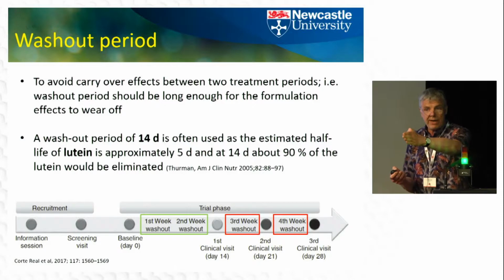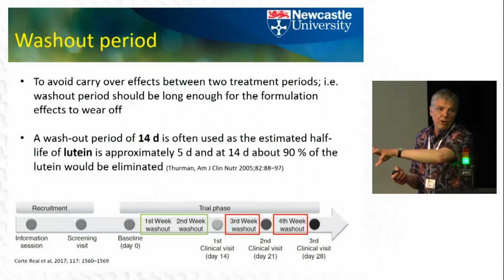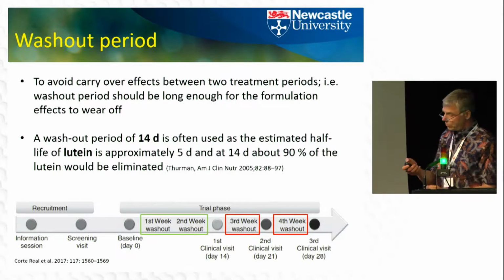If you do a crossover experiment in your volunteers, you must make sure that whatever you've done before is not carrying over into your next experiment, which would blur your data in terms of what you're actually going to get out of it.